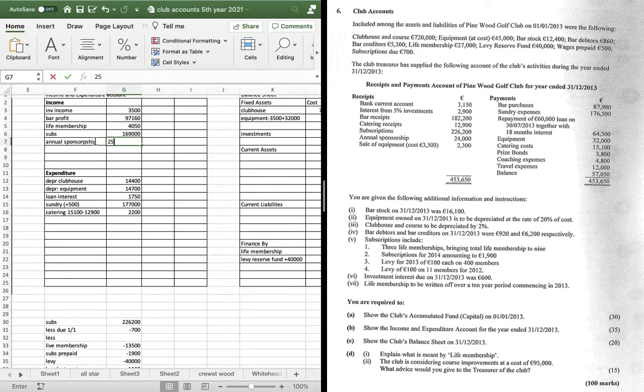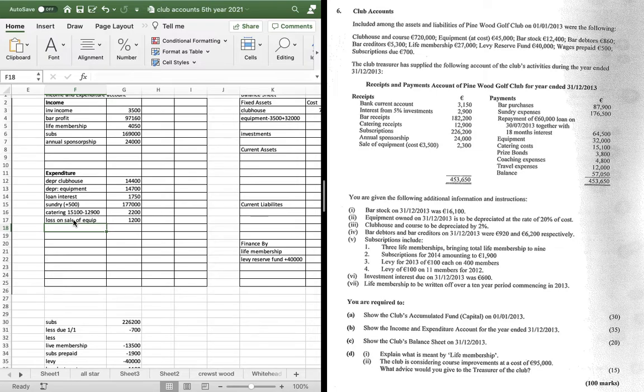24,000. And then this last one, the sale of equipment. Well, we've changed the equipment, but we sold equipment at a cost of 3,500 and we sold it for 2,300. So we've made a loss on the sale of equipment. So anytime you sell an asset, you either make a profit or a loss on it. So loss on sale of equipment is 1,200. Okay, so that's everything from the left.